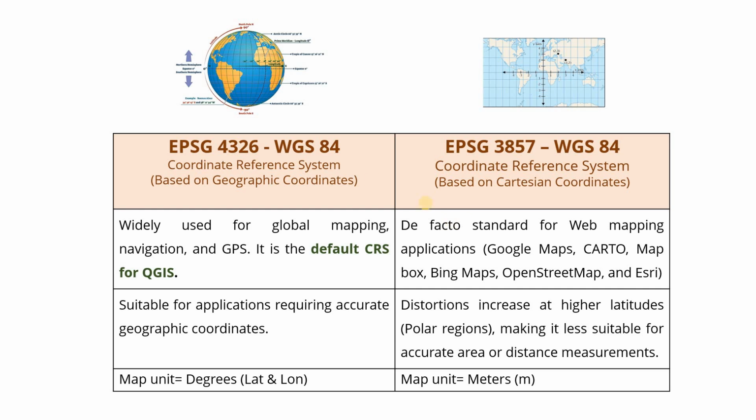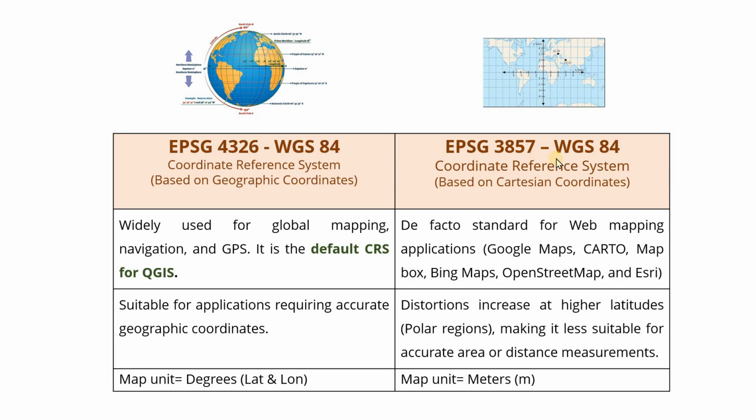Now let's have a look at the coordinate reference systems widely used in QGIS, the EPSG 4326 WGS 84 and the EPSG 3857 WGS 84. The EPSG 4326 coordinate reference system is based on geographic coordinates. So the unit of measurement will be degrees in the map, and you will use latitude and longitude to define the geographical features and points within this particular CRS.